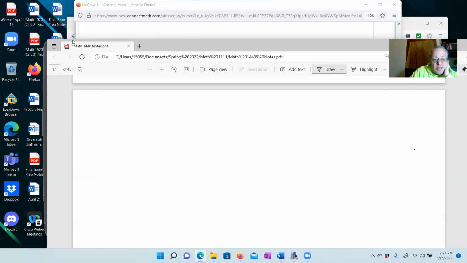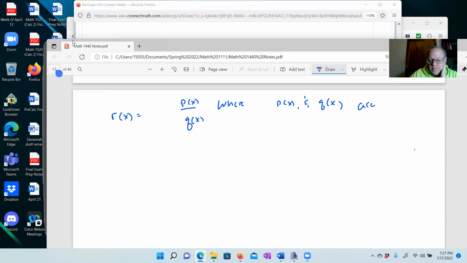So the idea of a rational function, I'm just going to call it r of x, is equal to p of x divided by q of x, where p of x and q of x are both polynomials. So we're not talking about things with square roots in them as of yet. We're not talking about embedded fractions inside of a fraction. That can happen, but how hard do you want to make this when we first start? But that's what we're talking about.